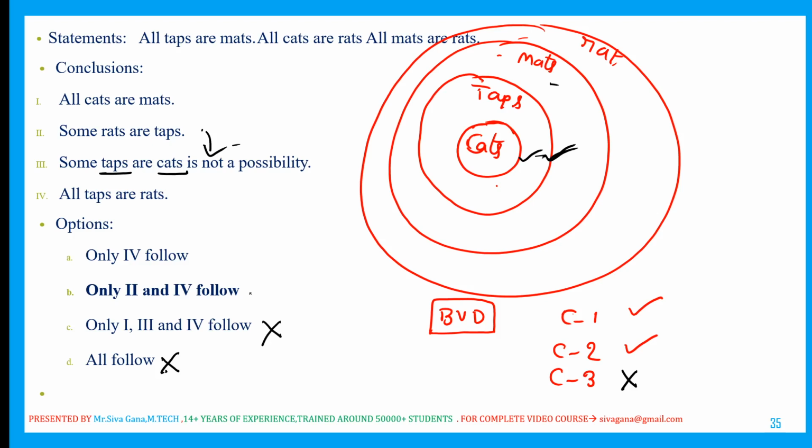Let us check the fourth one. Fourth conclusion, all taps are rats. Yeah, all taps are rats. This is there in the diagram. So the best answer is this one. 2 and 4 follow.